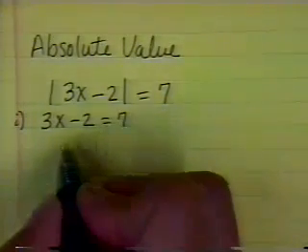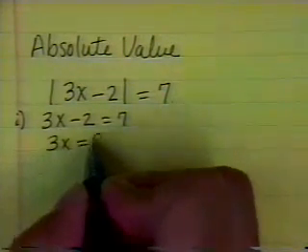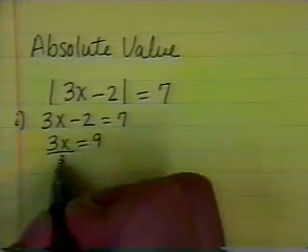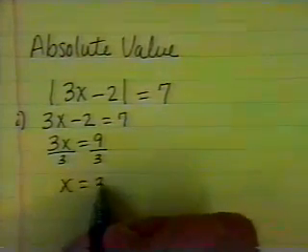Let's see, we're going to move the 2 over to the right-hand side. So we have 3x is equal to 9. After dividing both sides by 3, we get x is equal to 3.